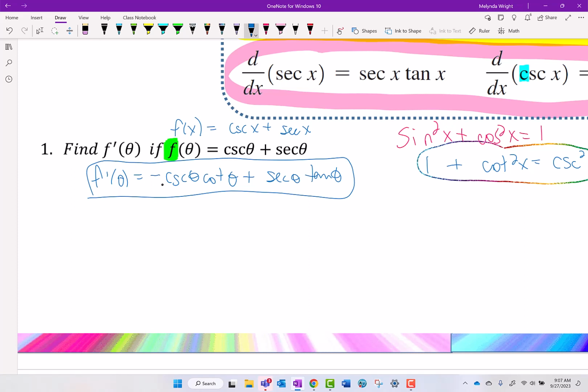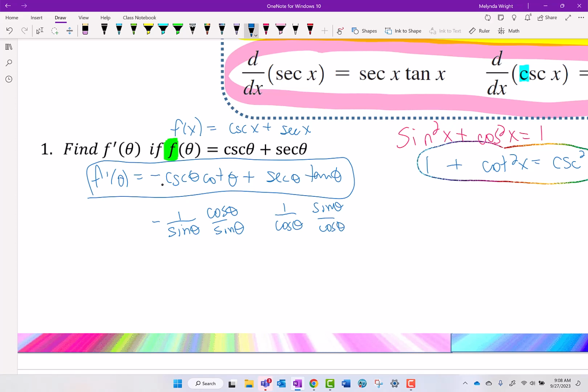The only reason that we might want to, let's say we have a multiple choice problem and we don't see that as one of the multiple choice answers, then we might want to do some playing with reciprocal and quotient identities. So we should have in our brain, I'm just going to remind you, cosecant is 1 over sine, cotangent is cosine over sine, secant is 1 over cosine, and tangent is sine over cosine.